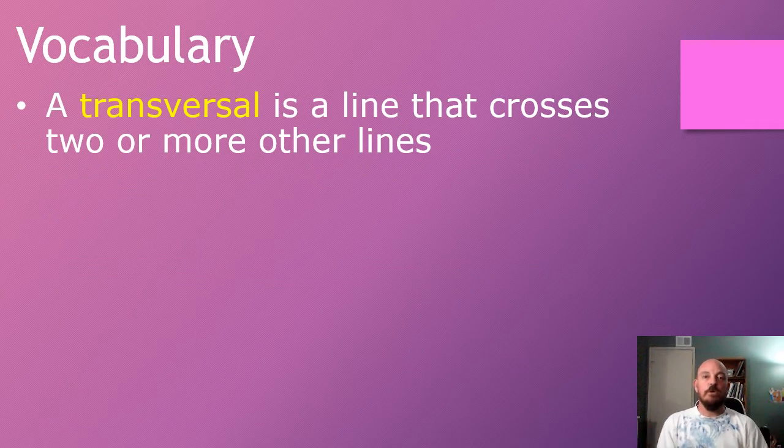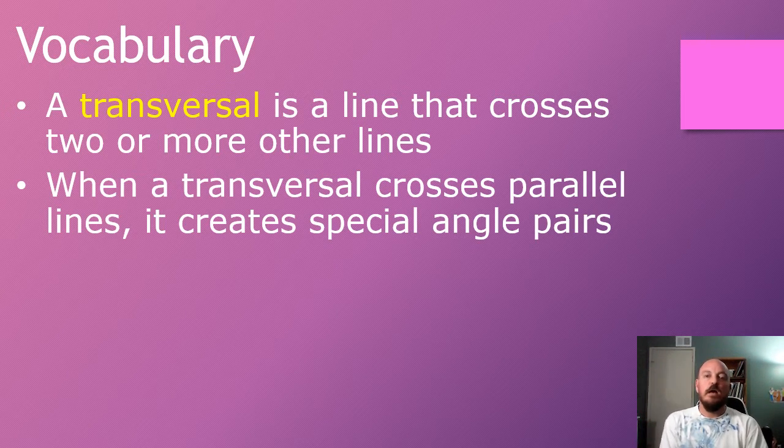Okay, so the other vocab word straight from the title of the section was transversal, and this one probably is new to you. To transverse something means to cross. So a transversal is a line that crosses other lines. It's got to be two or more. But what we're going to focus on today is when a transversal crosses two parallel lines, it creates groups of special angle pairs, and we want to make sure we know those.